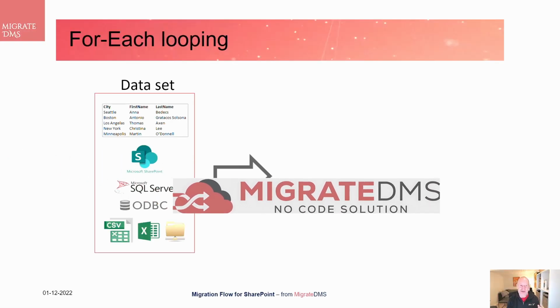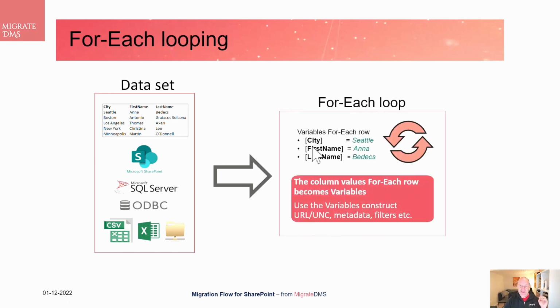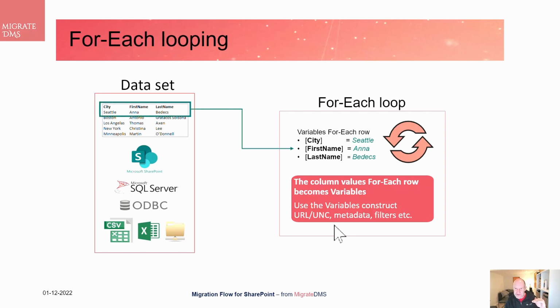a data set from just about any data source, including SharePoint lists and libraries, databases, CSV files, you name it, into a for each loop. And for each row in your data set, the column values become variables. You can then use the variables to construct URLs, UNC paths, metadata, filters, you name it. Let's have a look.